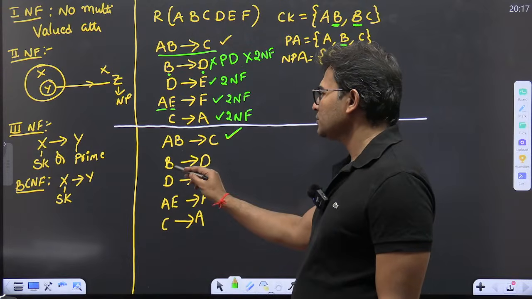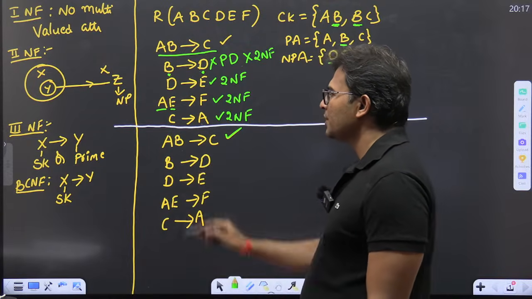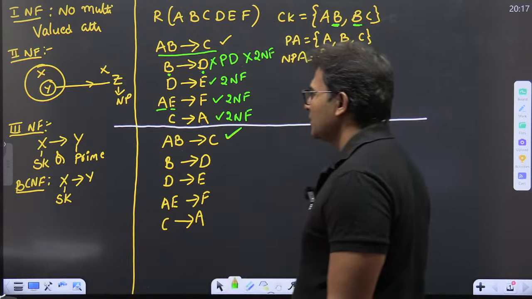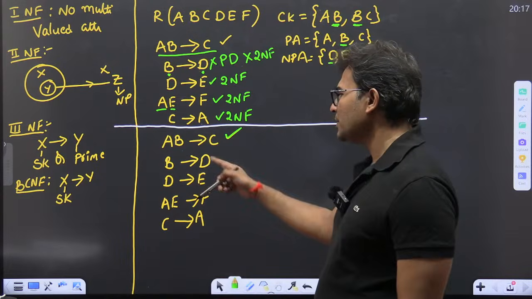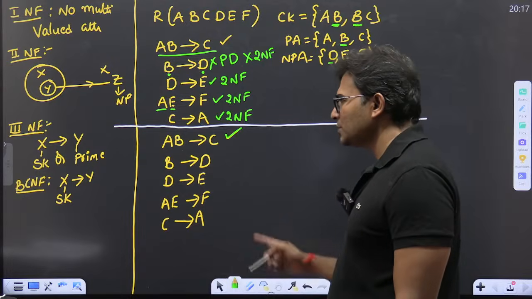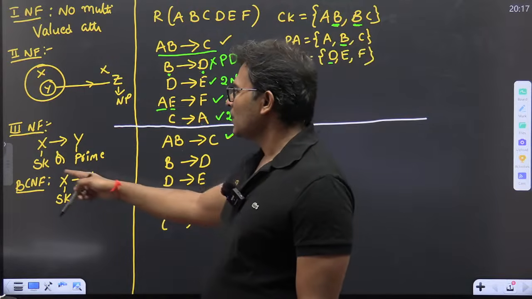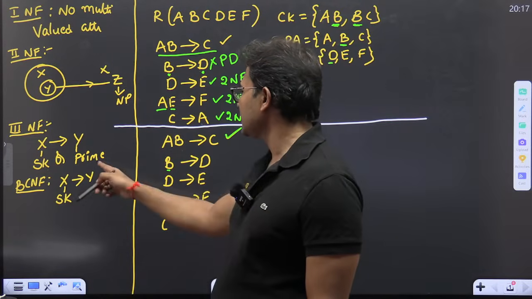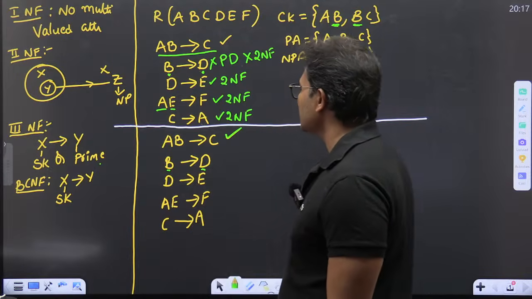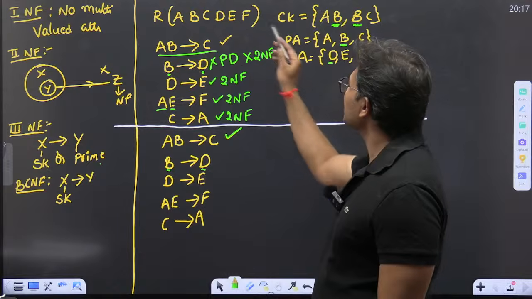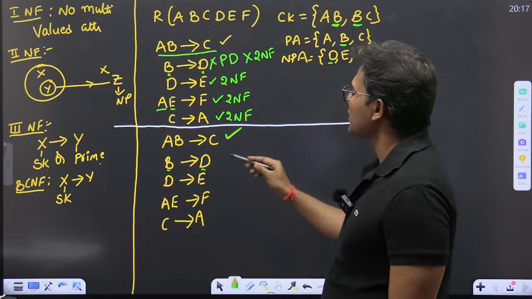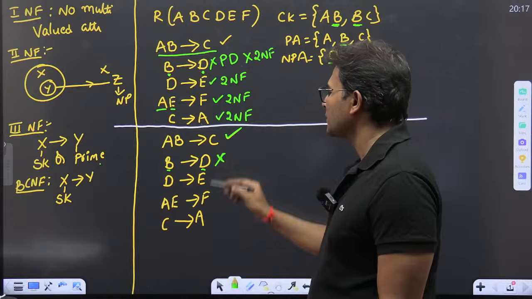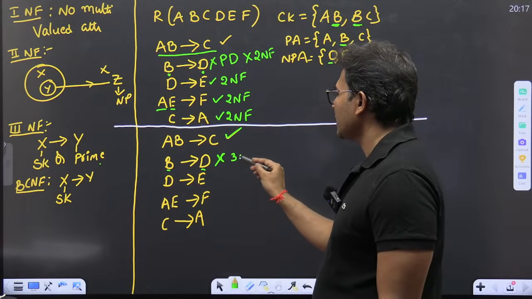Now what about this one, B determines D? B determines D is a partial dependency, right? Now it won't be in third normal form. Why? You check the third normal form rule. The left side has to be a super key, but the left side is not a super key. Or the right side has to be prime, but the right side is non-prime. D is non-prime. Therefore, this cannot be in third normal form.